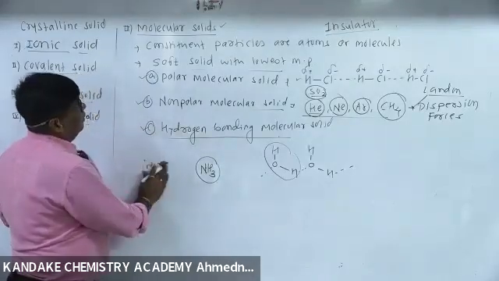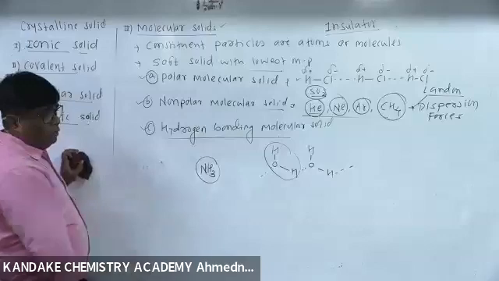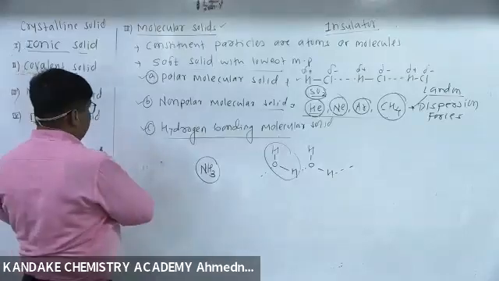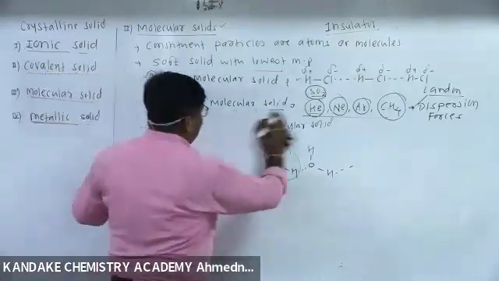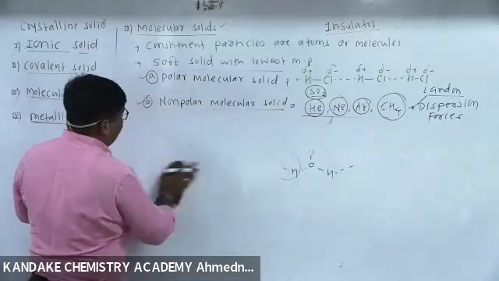सगळ्यात lowest melting point लिहिलंय मी. कोणाचा असेल तर molecular solid. So molecular solid with lowest melting point. And last, in short, that is the metallic solid.